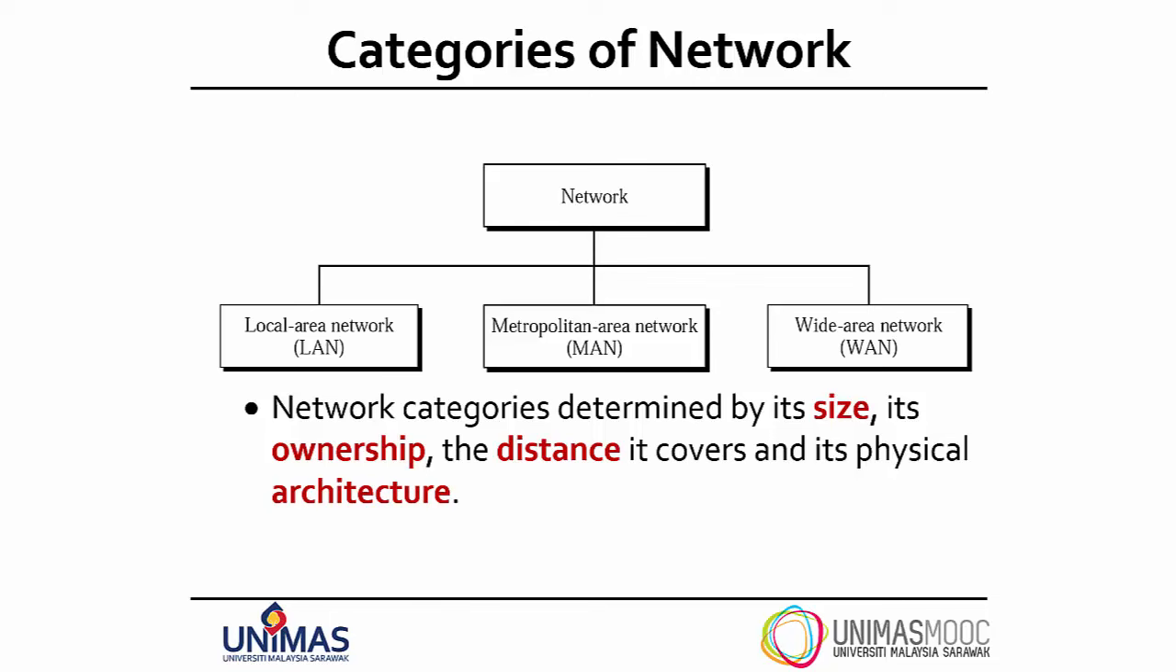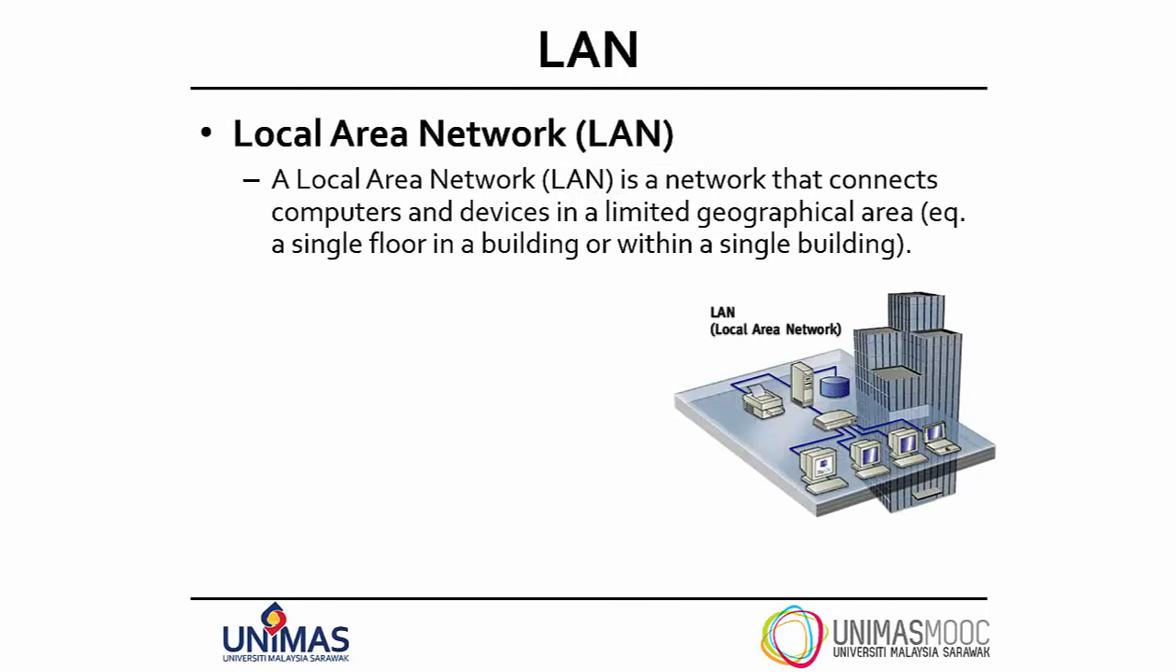Then the ownership, whether it's a public network or a private network, and also the distance it covers. And finally, the physical architecture. So these are the parameters used by the network designers in order to differentiate one type of network from another. Let's look at the first one, which is local area network, LAN.